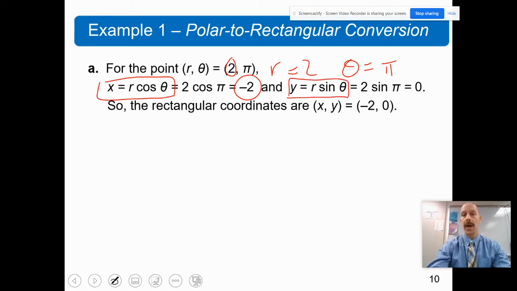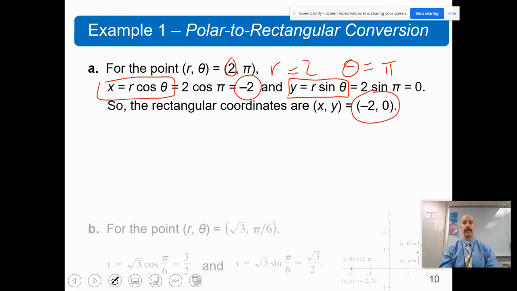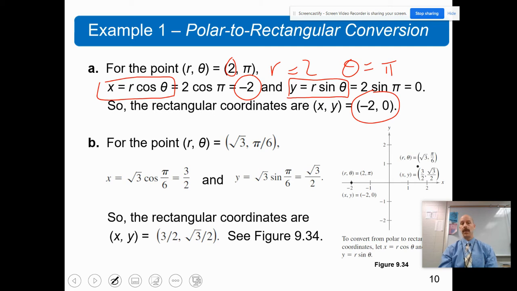So we're going to do r times sine theta. So that's going to be 2 times the sine of pi, which is 0. In other words, in the rectangular coordinate system, it's (-2, 0). And here's another example. I'm actually going to skip this to keep the video a little bit shorter. But here again, we've got polar coordinates, and if we want to convert those to rectangular, we use the formula. And that's how you'll do that.